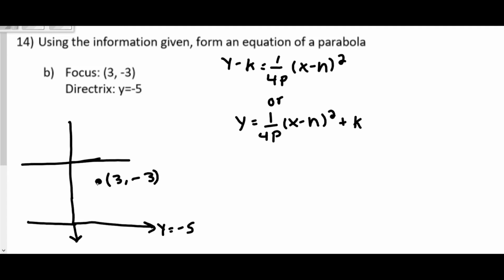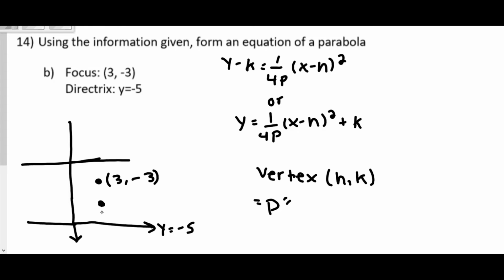So this isn't enough information to form an equation. We need h and we need k. And we know that h and k are our vertex. We also need p. But we can't get p until we have our vertex. So I think the best move right now would be to find our vertex. The vertex sits right in the middle of our directrix and our focus. So since our directrix and our focus are 4 units away from each other, our vertex has to be 2 units away.